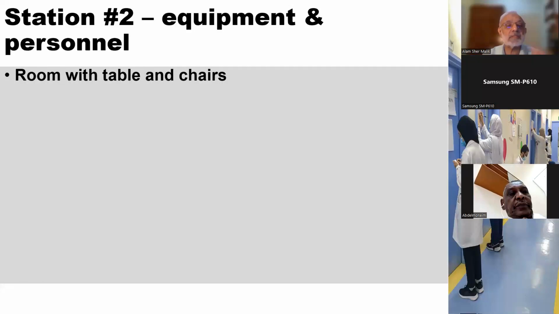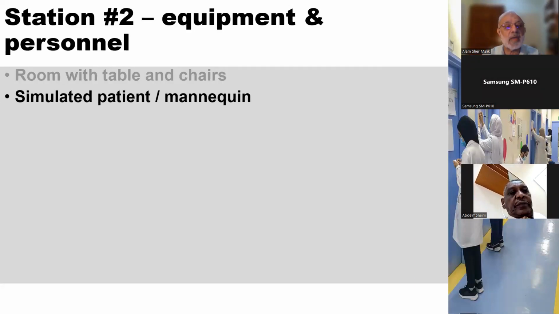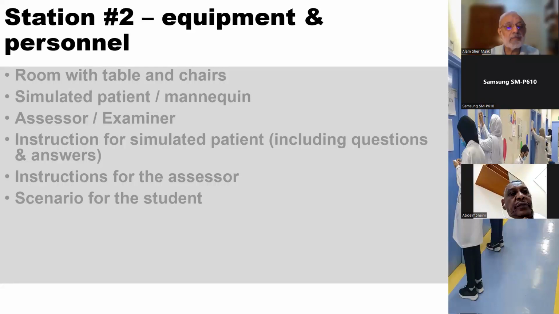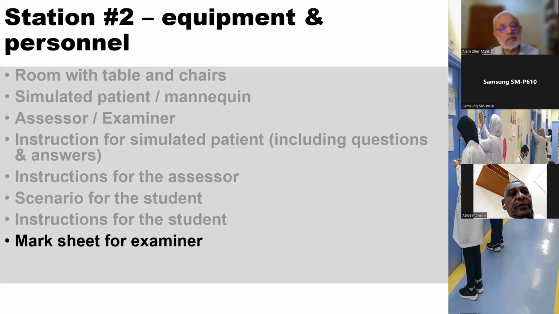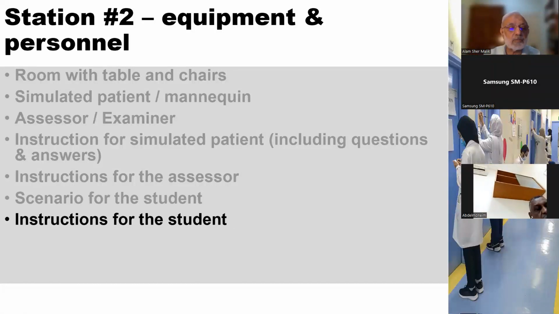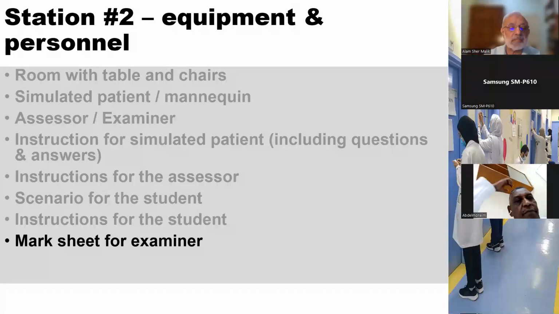Again, the same list of equipment required for station 2 as for station 1, although the scenario is the same, but the instruction to the student and instruction to the examiner would be different, so would be the model answer. So this would be the station 2.